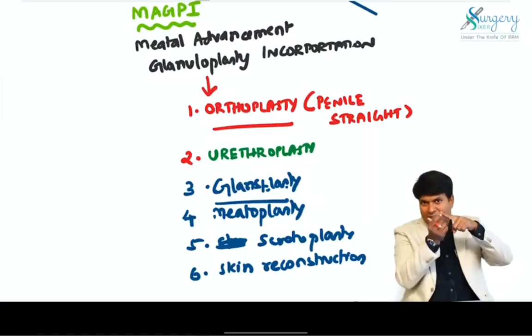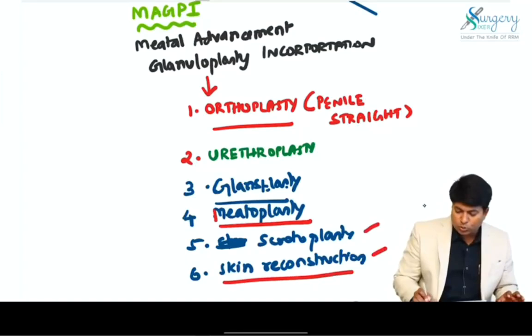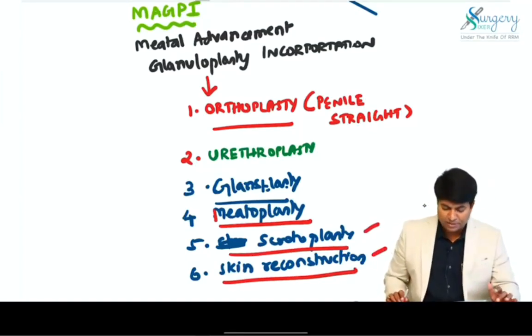Now this is the meatus. The external urethral meatus should be reconstructed, and the scrotum, if there is any anomaly, should be reconstructed. Finally, you should reconstruct the skin. This question was once asked in JIPMER. Sequence-based questions can come in future.